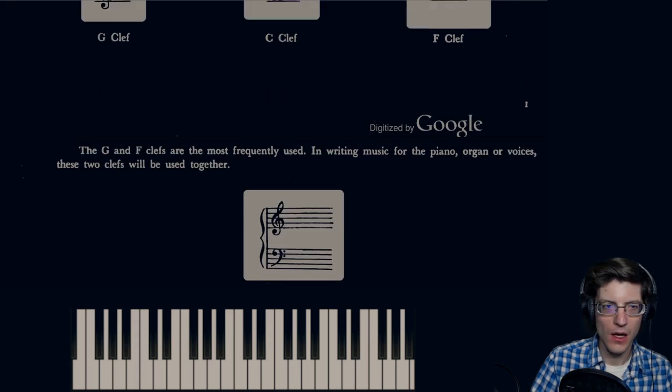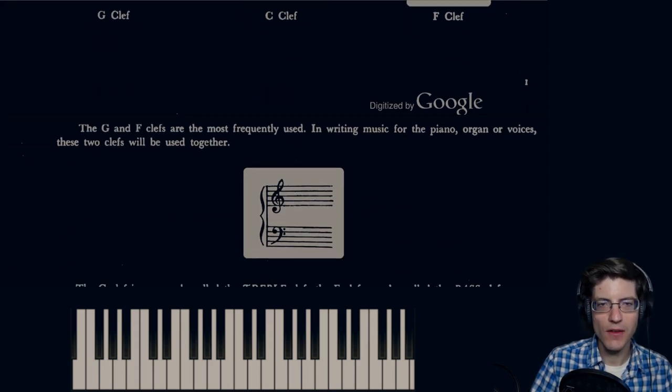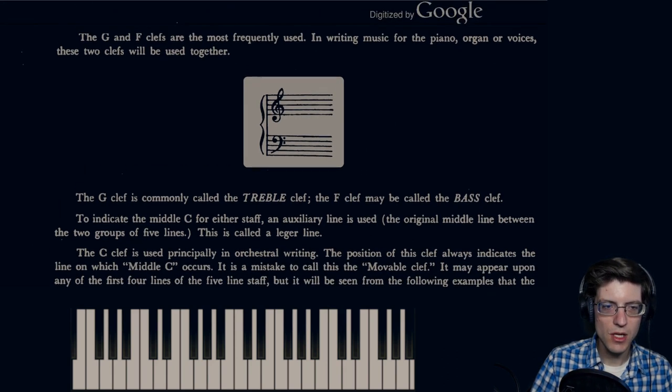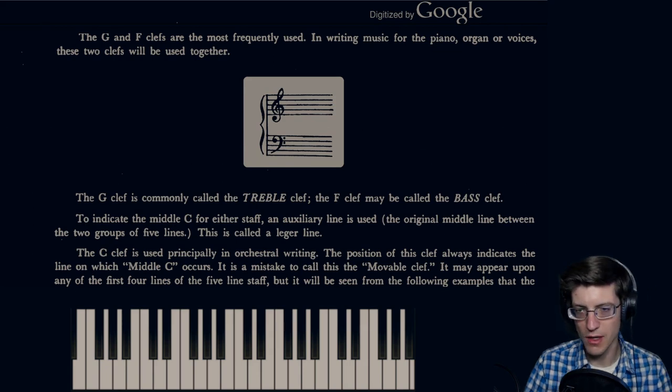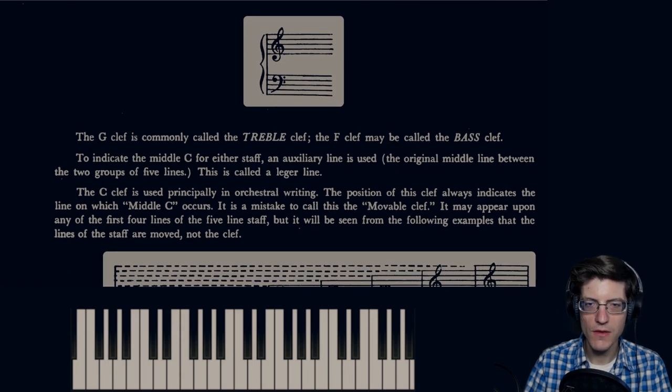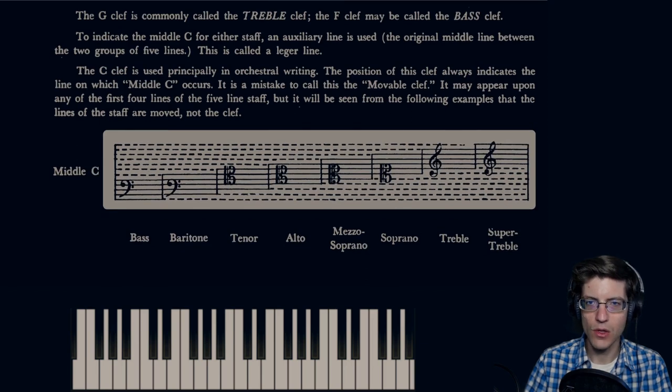Moving forward. The G and F clefs are the most frequently used. In writing music for piano, organ, or voices, these 2 clefs will be used together. The G clef is commonly called the treble clef. The F clef may be called the bass clef. To indicate the middle C for either staff, an auxiliary line is used, the original middle line between the 2 groups of 5 lines. This is called a ledger line. So you can see these dotted portions, those are ledger lines.